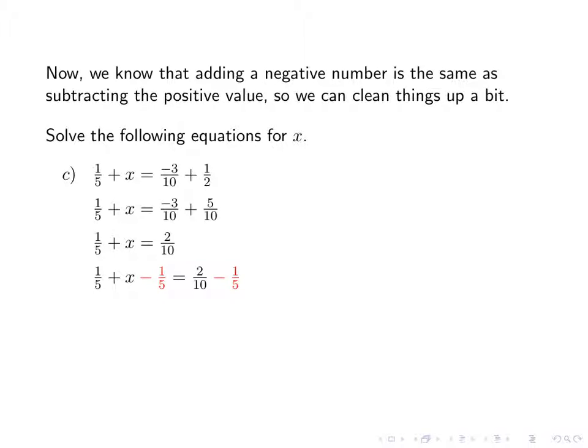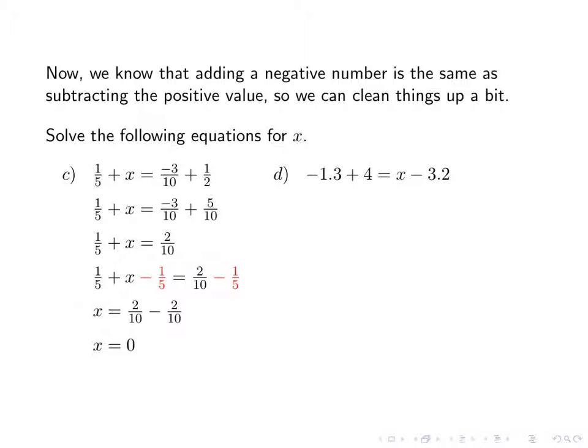And then again, to get rid of that 1/5 on the left-hand side, we would add a negative 1/5, which is the same as subtracting 1/5. So we're going to subtract 1/5 from each side of the equal sign. So 1/5 minus 1/5 on the left is 0, and again 0 plus x is x. And then on the right-hand side, we again need to have common denominators. So I'm going to multiply the 1/5 by 2/2 to get 2/10 minus 2/10. And we get that x equals 0. Again, you can go back to the original equation and plug in 0, and you should get 1/5 on both sides of the equal sign.